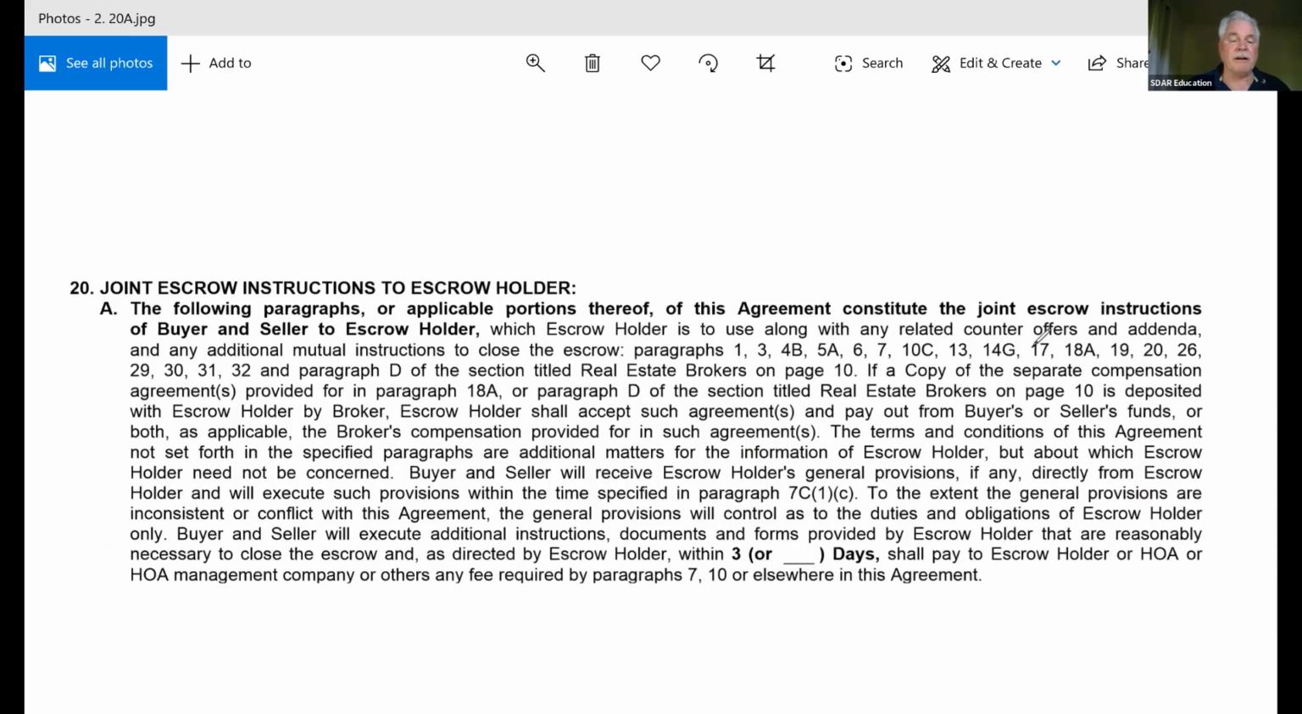Okay. Buyer and seller will execute additional instructions, documents, and forms provided by the escrow holder that are reasonably necessary to close the escrow, and as directed by the escrow holder within 3 days. Okay. So if you're doing a short sale, then you might want to change that time period. Shall pay to the escrow holder or the HOA or the management company or others any fee required in 7 or 10 or elsewhere in the agreement. Everybody good?